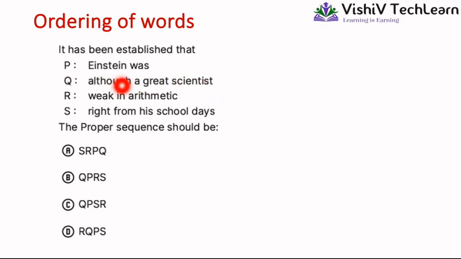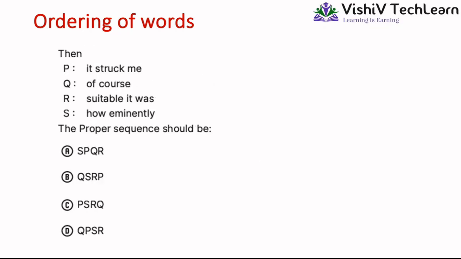Let's prepare it again. It has been established that although a great scientist, Einstein was weak in arithmetic right from his school days. So this is making sense and the sequence is QPRS and that is option B. Let's check the answer. Option B is right.